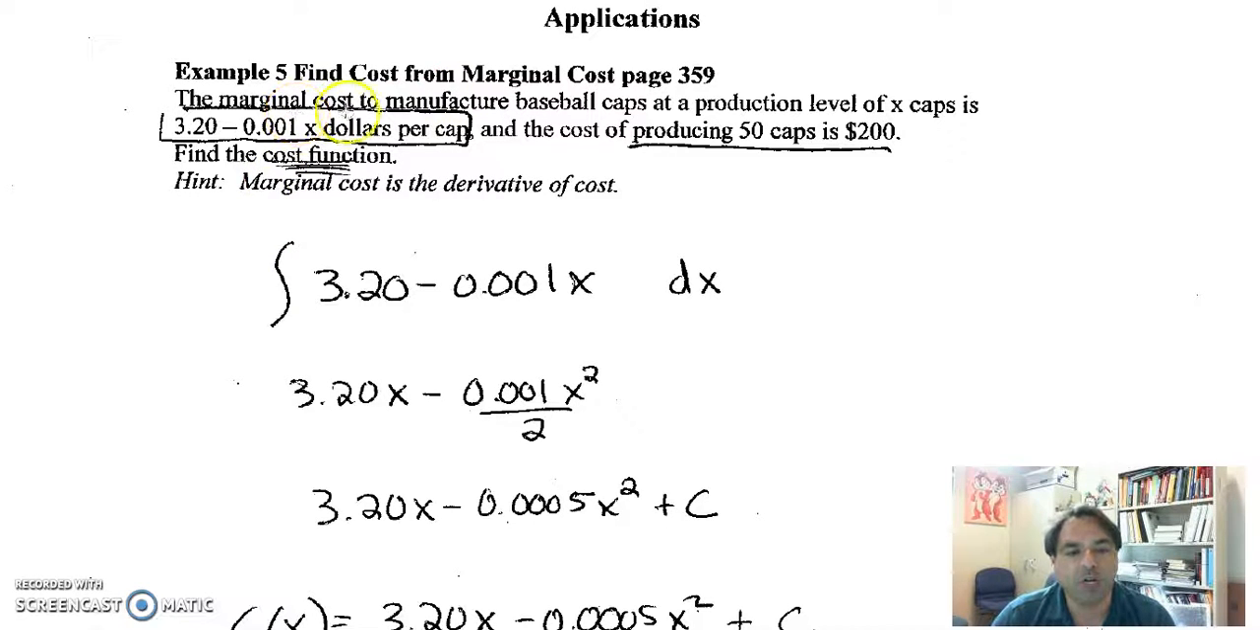The marginal cost to manufacture baseball caps at a production level of x caps is 3.20 minus 0.001x dollars per cap, and the cost of producing 50 caps is $200. Find the cost function. They gave us marginal cost. Remember, marginal cost is the derivative of cost, and we're trying to work backwards to find cost.